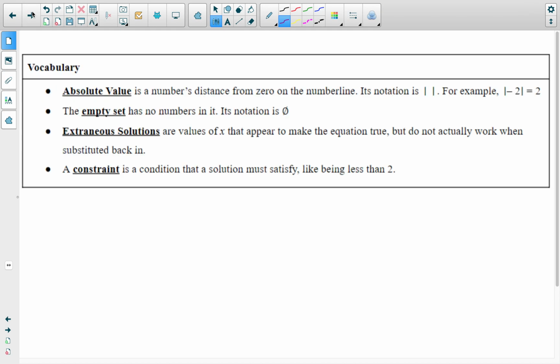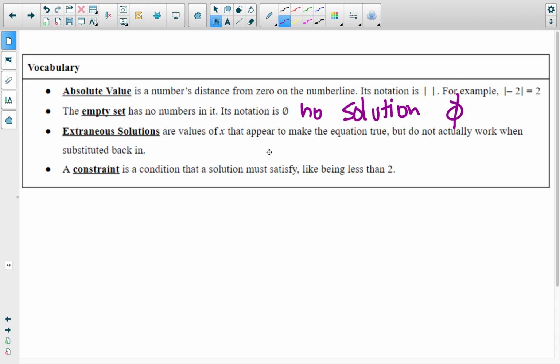Absolute value is something that you should be comfortable with. It's these little bars, so it's the distance a number is from 0 on the number line. So the absolute value of -2 is 2. The empty set has no numbers in it, and its notation is that 0 with a line through it. We will commonly hear this referred to as no solution or the empty set.